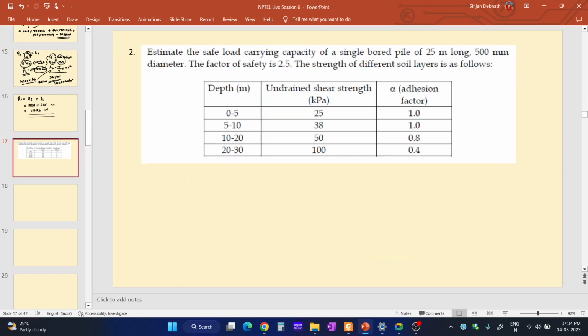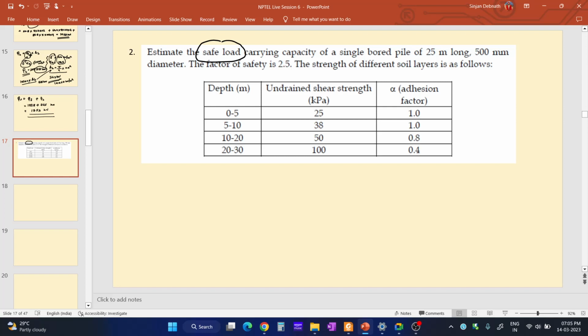Okay, sir. So now let's come to the second problem. What is the second problem? Estimate the safe load carrying capacity. When you encounter such a term, safe load, you must incorporate the factor of safety to the ultimate bearing capacity. Estimate the safe load carrying capacity of a single bored pile of 25-meter length and 500 millimeter diameter. The factor of safety is 2.5. The strength of different soil layers is as follows.